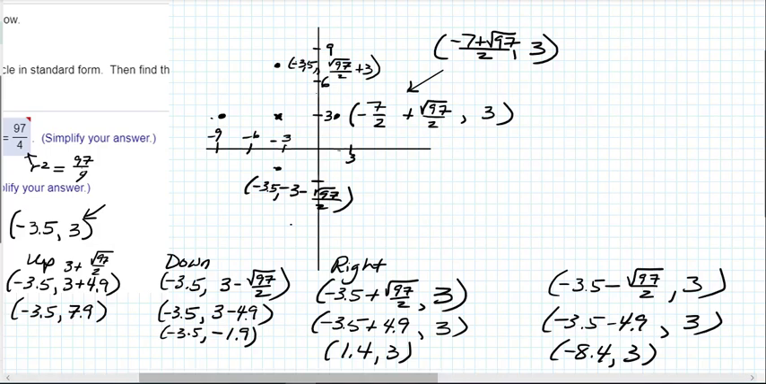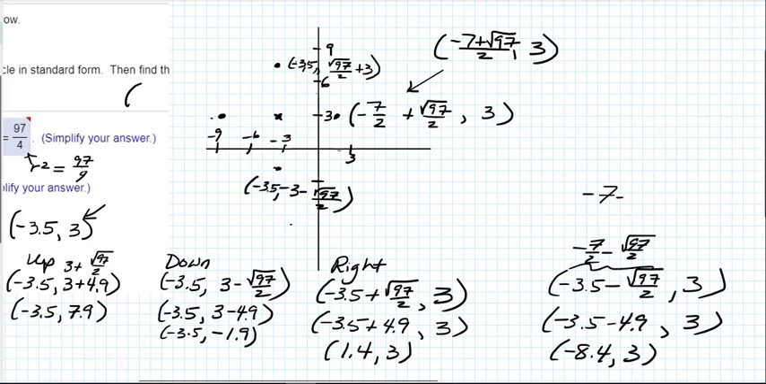And the way that I would label that is, again, negative 7 halves minus the square root of 97 over 2. Or if you write it as one fraction, (negative 7 minus the square root of 97) over 2 is the x value, and 3. And then you just draw in your circle. Okay, so there's our circle.